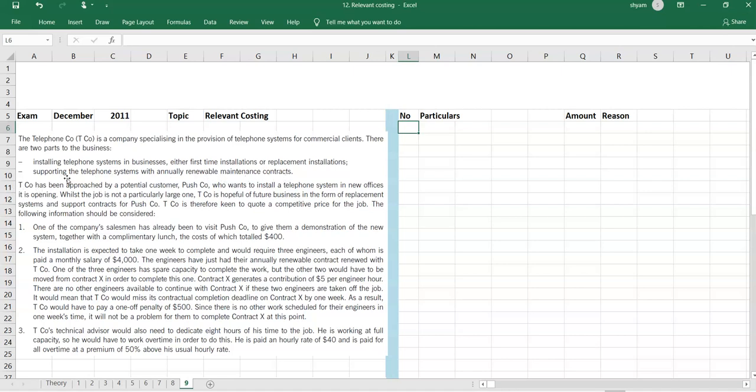The company has two businesses. One is installing telephone systems, for the first time or as a replacement, and the second is a service where they give the connection for the telephone system and charge for annual maintenance or something similar. So this is a one-time expense, but this is a recurring income. This is one-time income, and this is a recurring income. Okay, so next we'll see.